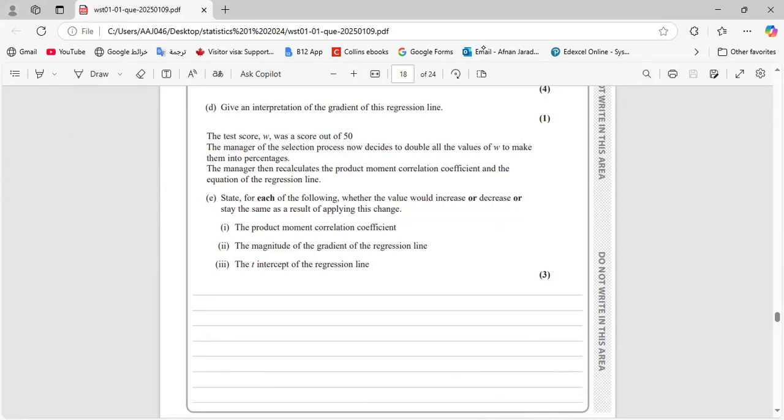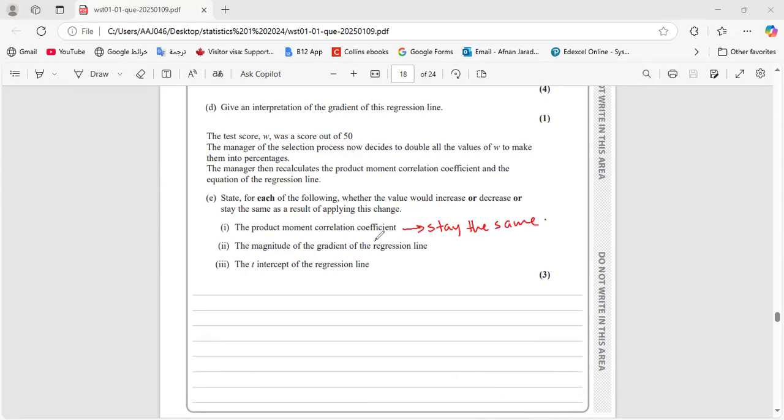In this case, the manager only doubles the values of W, okay? And you know that product moment correlation coefficients are affected by outliers, right? And here there's no outlier, just multiplication. The product moment correlation coefficient only measures a linear relationship. So if you divide W by 2, it does not affect the product moment correlation coefficient. So it stays the same.